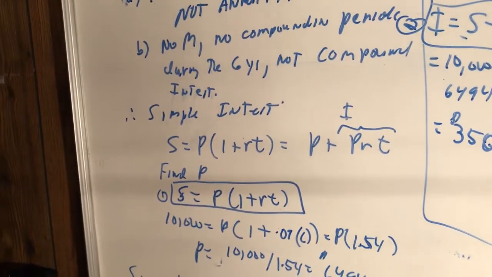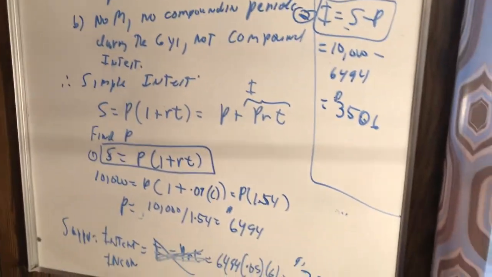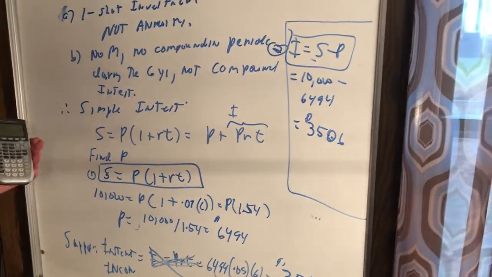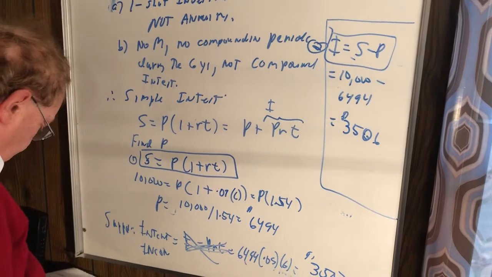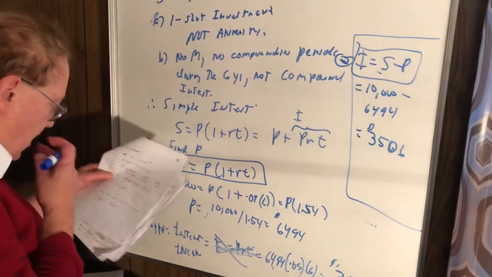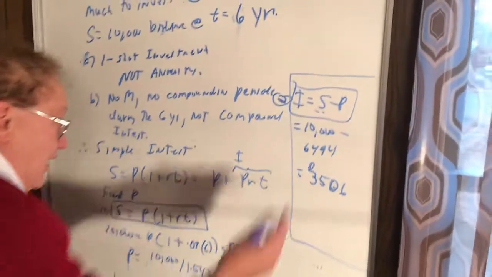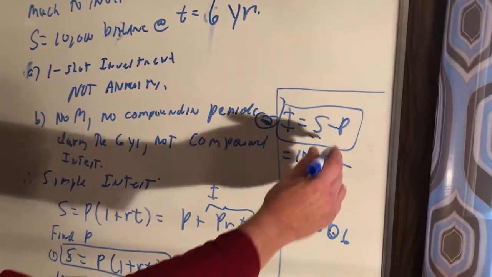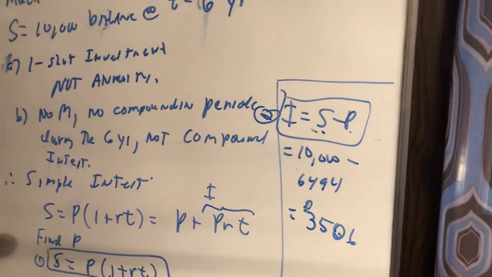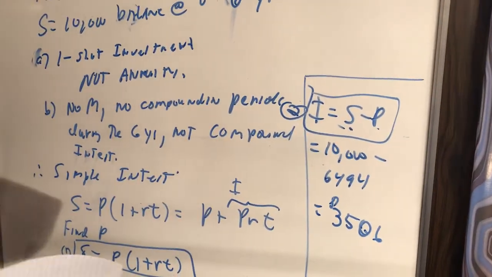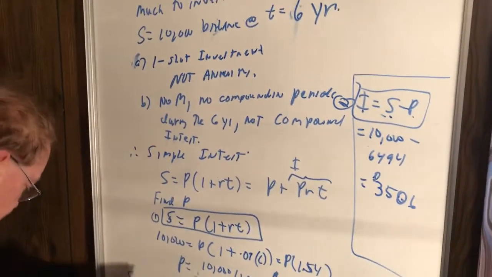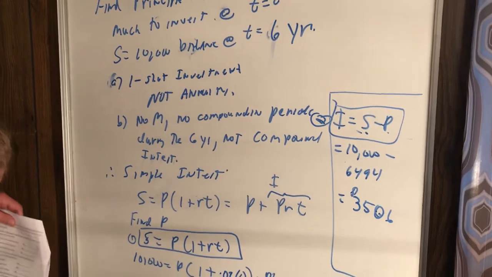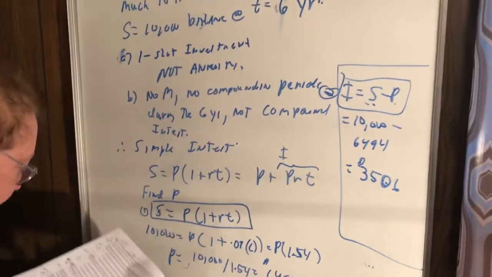Don't do I equals PRT, because I find that you were using it for annuities. It only holds for simple interest. But I equals S minus P holds for almost everything. You might have to redefine these, but it's the same thing. Your interest income is simply what you have at the end minus what you put in to begin with. It's how it grew. It's simple subtraction. Okay, so what's next?